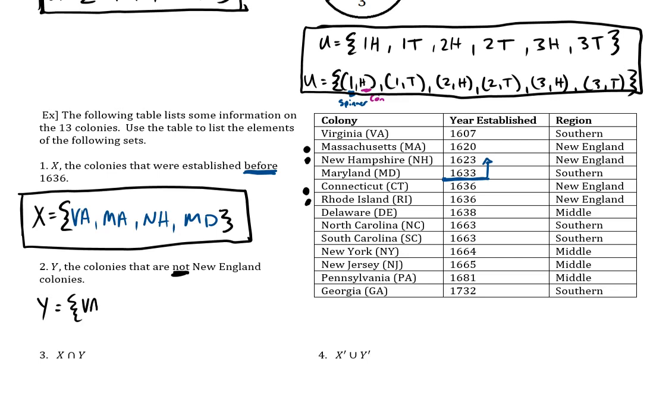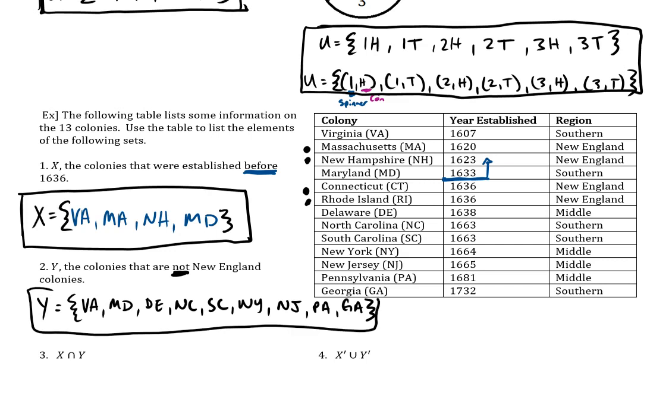Okay, so now I'm going to list them as Virginia, and then we've got Maryland, and then Delaware and onward. So Delaware, North Carolina, South Carolina, New York, New Jersey, Pennsylvania, and Georgia. There they are. Okay, so we've got these 9. So there's 9 colonies that were not in New England. And then afterwards, I guess we could box it. Now that we've found the sets, we need to do the set operations for it.